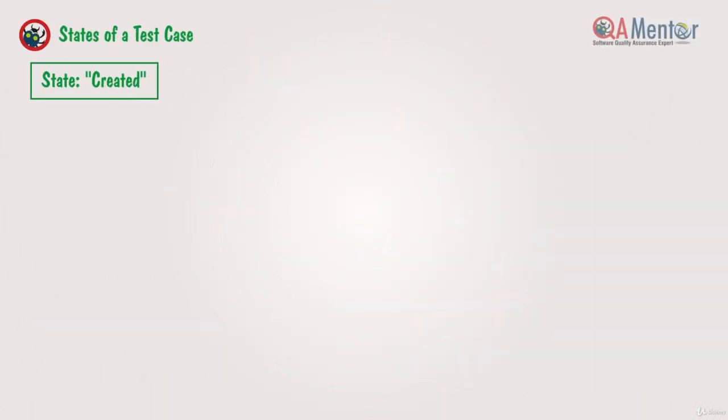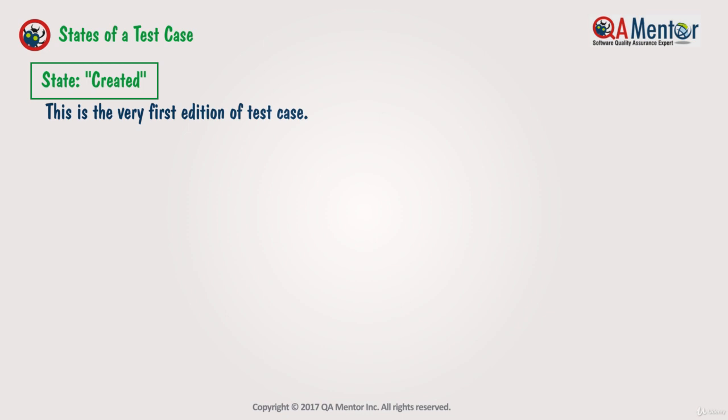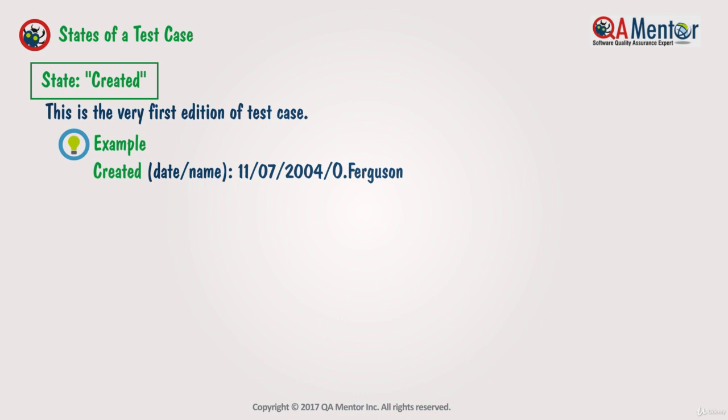States of a test case. State: created. This is the very first edition of the test case. Example: created. Date, name: 11/7/2004, O. Ferguson.